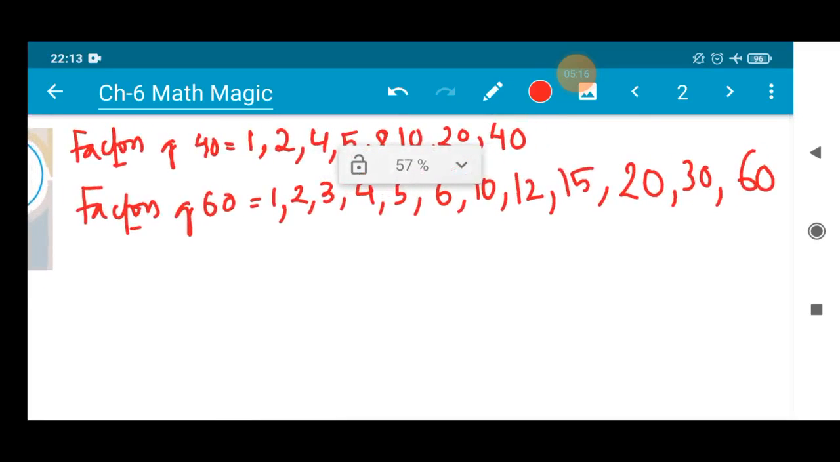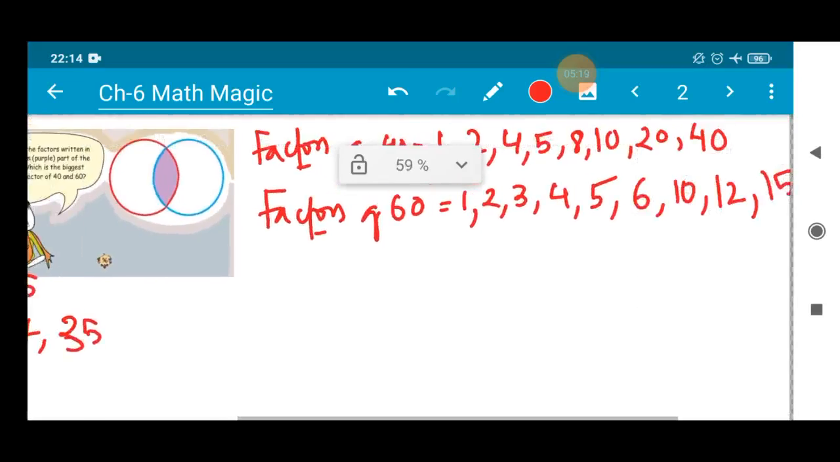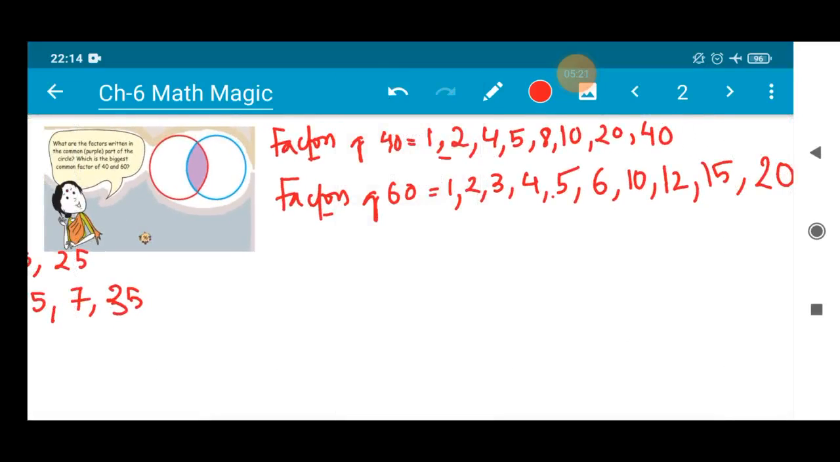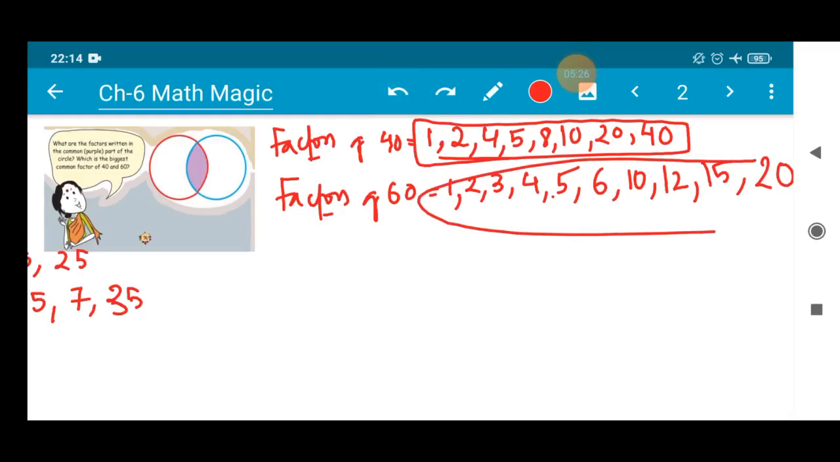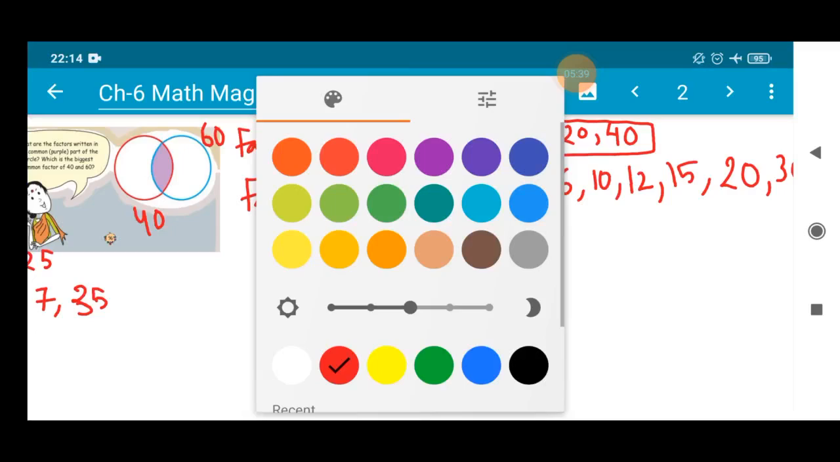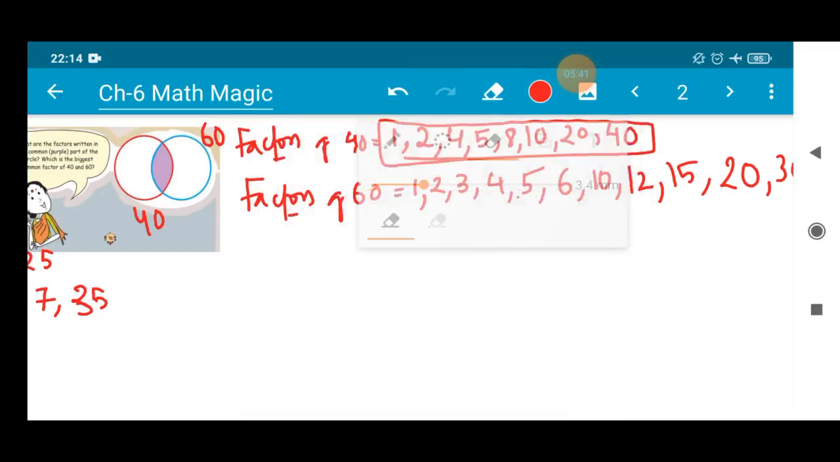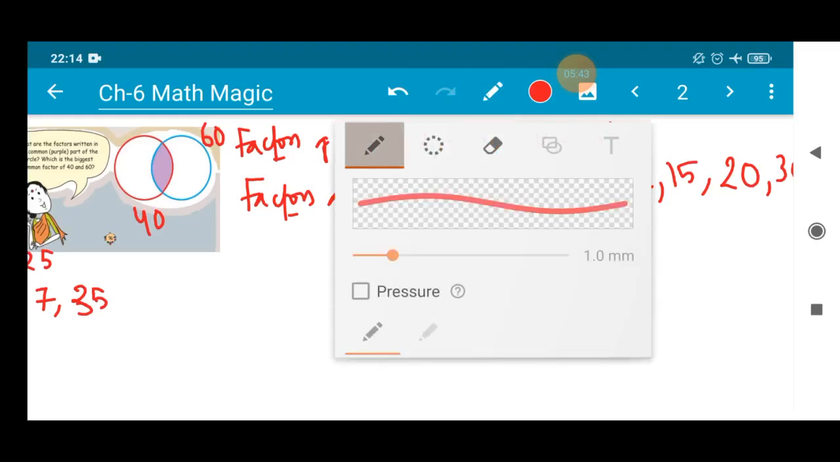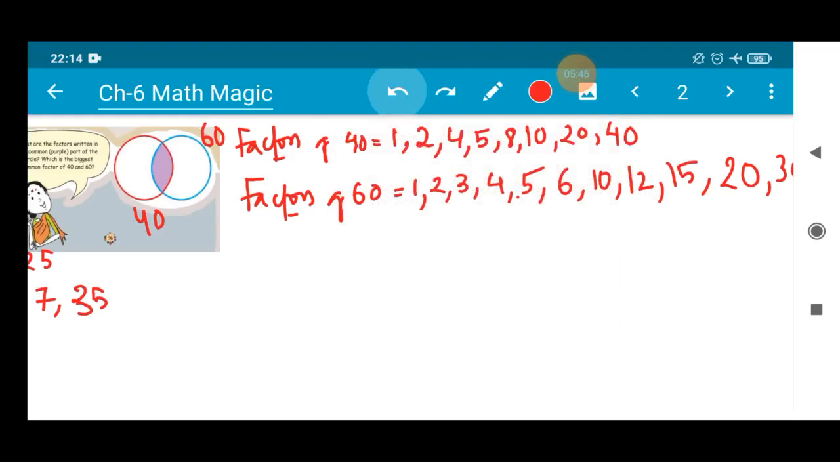Now if there is a place, if you can accommodate, you can write all these factors of 40 here in the red part, and you can write all these factors of 60 here in the blue part. Now whatever is common among these two, okay, let me erase this part. So whatever is common among these two, suppose here 2 is the common factor, 4 is the common factor, right?